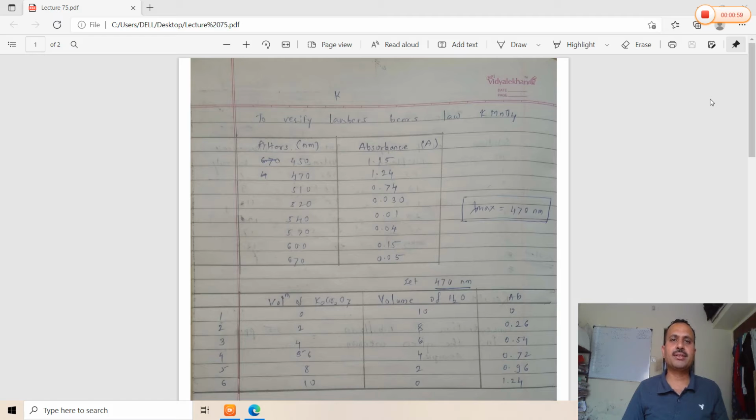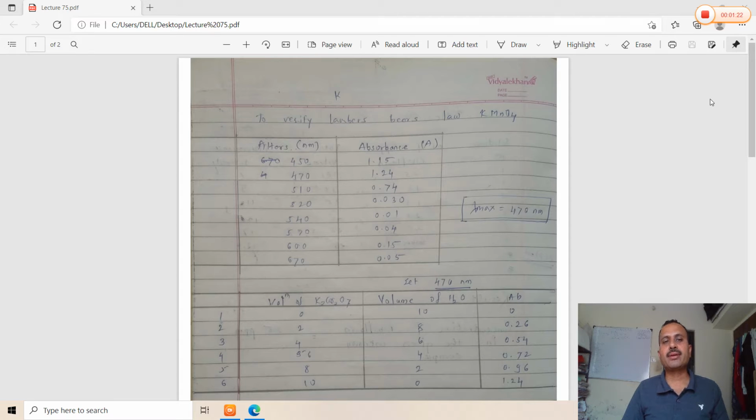Now, what is the one limitation of Lambert-Beer's law? You have to keep in mind that Lambert-Beer's law is applicable for dilute solutions only. So at high concentrated solutions, Lambert-Beer's law fails. This is the limitation of Lambert-Beer's law.